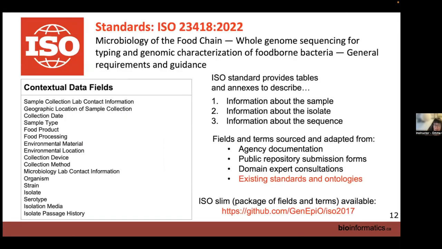So in contrast to ontologies that circumscribe domains of knowledge, data standards, as I mentioned, are sets of prescribed fields, terms, and formats. These are developed by experts and meant to fulfill a specific purpose. For example, in the slide here, you can see the ISO 23418 standard. This describes best practices for using whole genome sequencing to characterize bacteria in the food chain. In this standard, there is a section that prescribes a subset of ontology-based fields and terms for describing information about samples, isolates, and sequences in order to improve contextual data consistency, standardization, and interoperability.